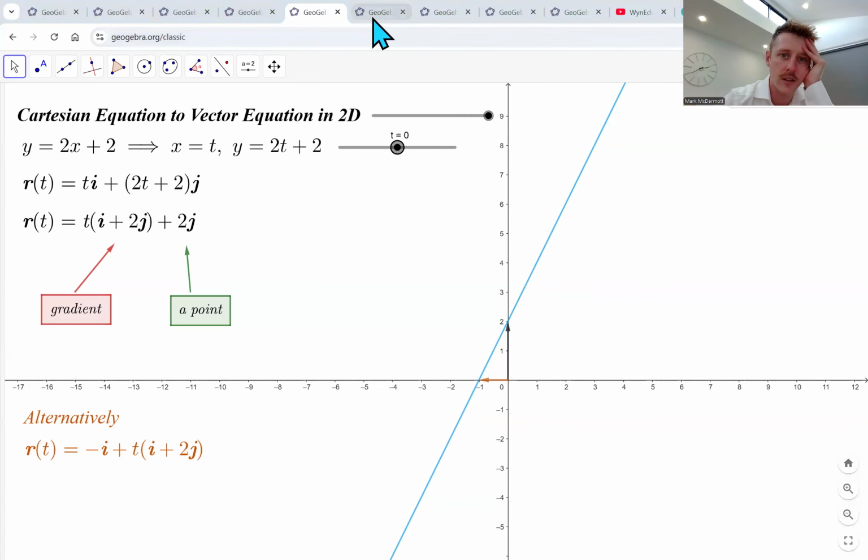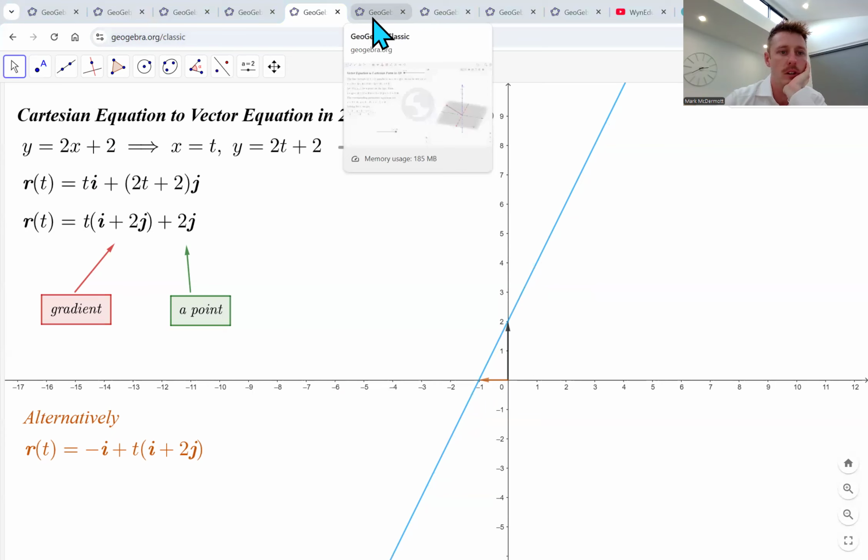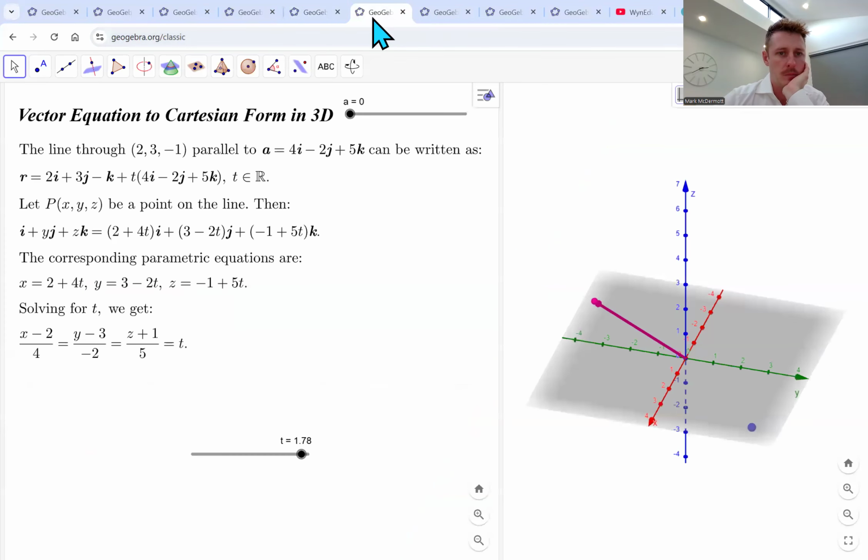Let's look at the next thing where it gets a little bit more tricky. Let's do a similar thing to go to Cartesian form in 3 dimensions. Let's have a look at this example. The line that goes through (2, 3, -1) and is parallel to this vector, a equals 4i minus 2j plus 5k, can be written like this.